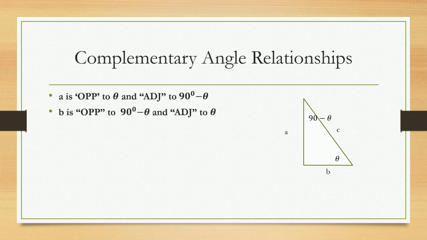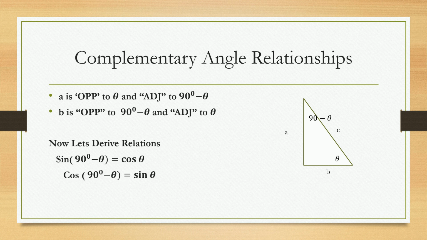This concept is enough to remember, to derive another 6 relations which are called complementary relationships. They are: sine of 90 minus theta is equal to cos theta. The derivation is just simply observing the diagram; the definitions are enough. We can easily see from the diagram that sine of 90 minus theta is equal to cos theta, and also cos of 90 minus theta is equal to sine theta.